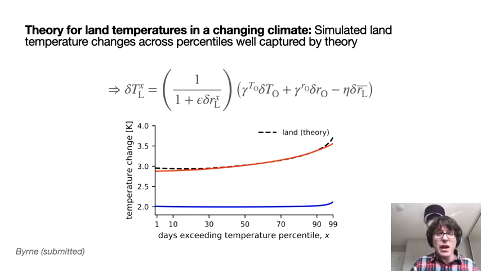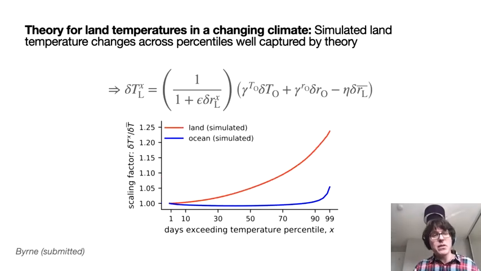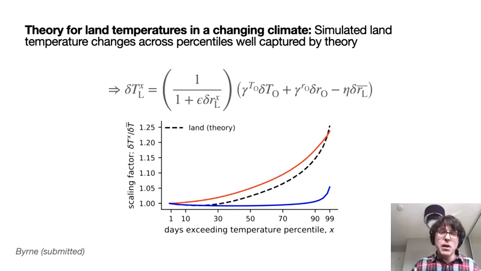Okay, so we can also look at the scaling factor, which I introduced earlier. So remember, this is the ratio of the temperature change for days exceeding a temperature percentile x divided by the average temperature change over all days. And we see strongly enhanced warming over land for higher temperature percentiles. We can apply the theory, and it's not perfect, but it qualitatively captures the simulations again, and in particular, it captures this strongly amplified warming of the hottest temperatures on the right relative to the average temperature on the left.